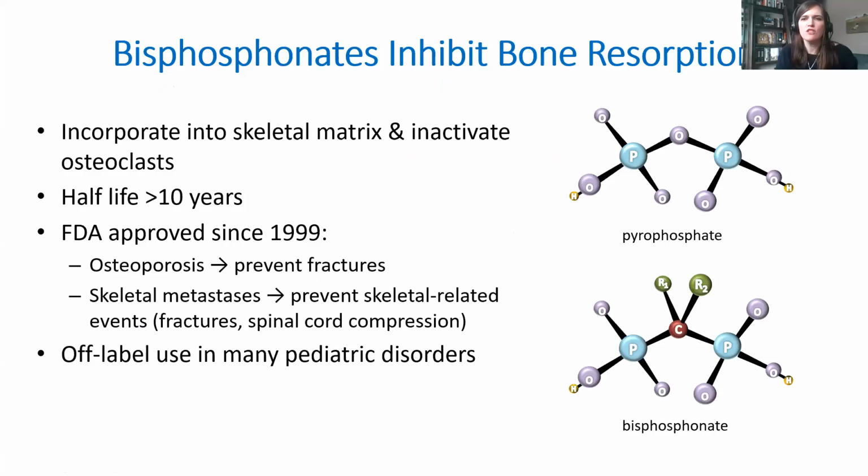So bisphosphonates are synthetic analogs of pyrophosphate. They incorporate into the skeletal matrix where they inactivate osteoclasts. They have a long half-life of greater than 10 years and have been approved by the FDA for treatment of adults with osteoporosis in an effort to prevent fractures, and in adults with skeletal metastases in an effort to prevent skeletal-related events, which include fractures and spinal cord compression. They're also used off-label in many pediatric disorders.